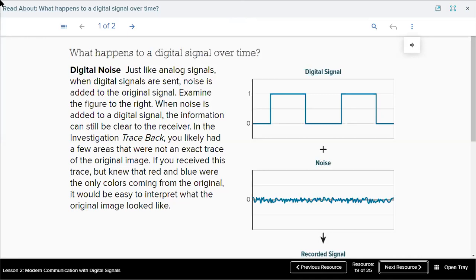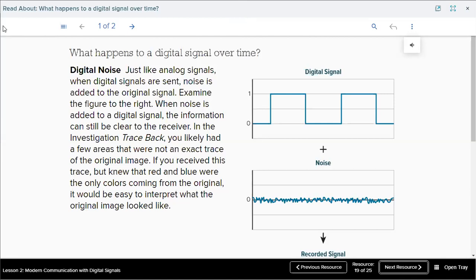Digital noise. Just like analog signals, when digital signals are sent, noise is added to the original signal. Examine the figure to the right. When noise is added to a digital signal, the information can still be clear to the receiver. In the investigation, trace back. You likely had a few areas that were not an exact trace of the original image.